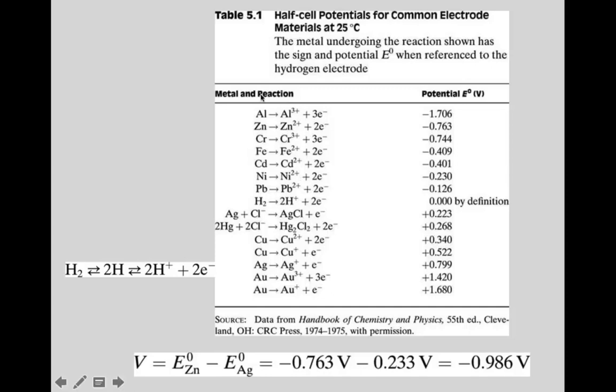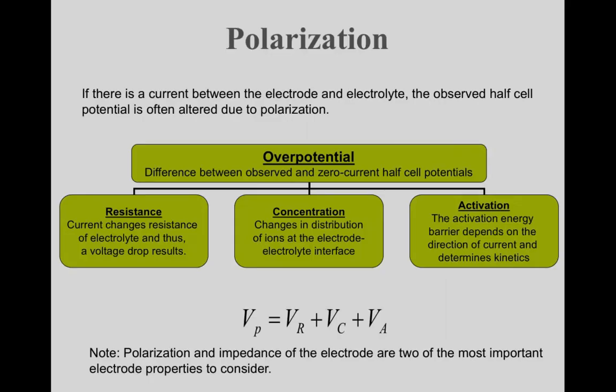You can see that different metals undergo different kinds of reactions. Here is silver, which is a common one. Silver chloride is an extremely common electrode material. And you can see what the reaction is, and then you can also see what is the half-cell potential. So this half-cell potential appears like a DC source in a circuit model that would be done of the electrode-electrolyte interface. And so now we need to talk a little bit about polarization.